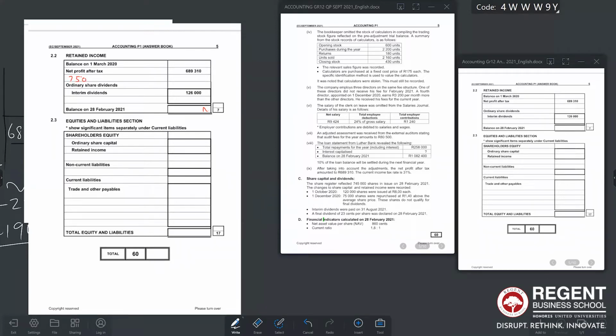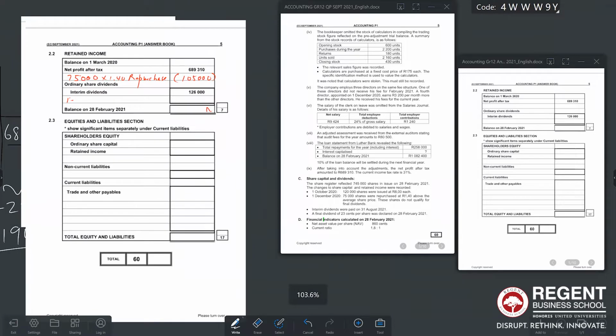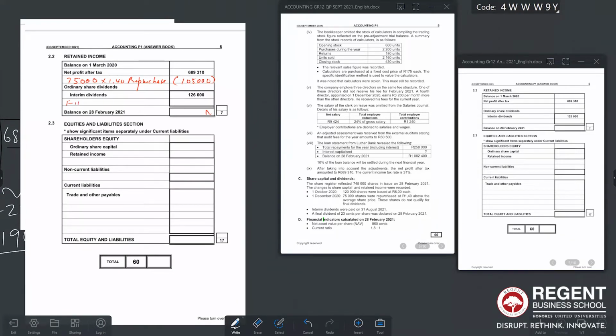Okay, I'm going to write the 75,000 times the amount above average, which was 140. That was the repurchase. And in brackets, the amount of 105,000. That goes there. Okay, now I've got my interim dividends that were supplied. Final will come in here. Final, I need to work it out.